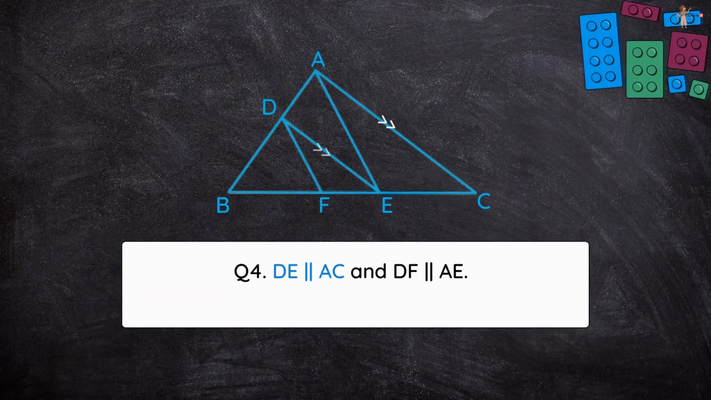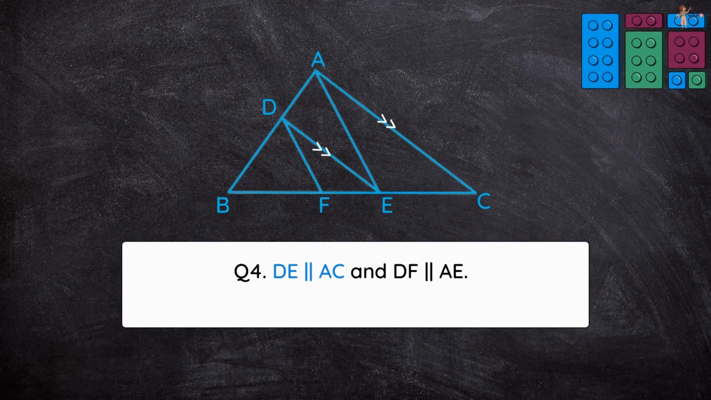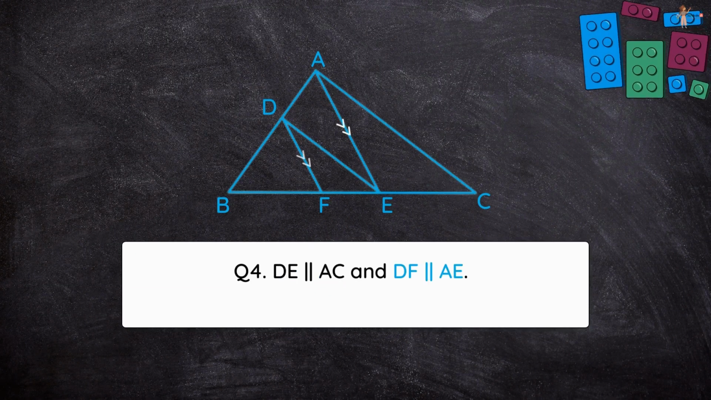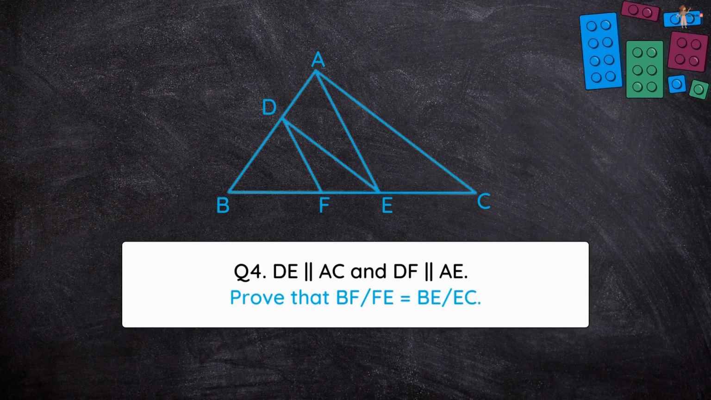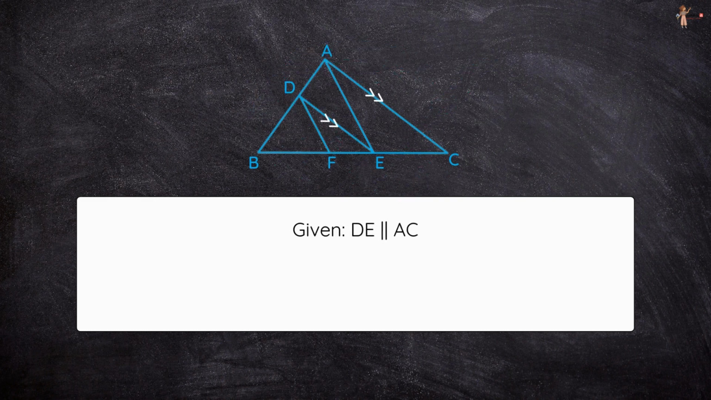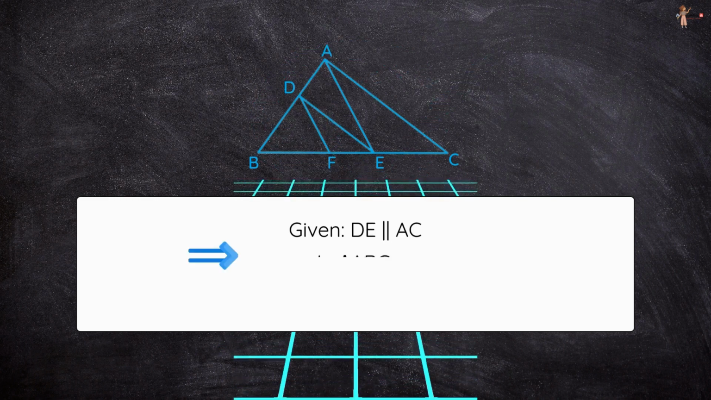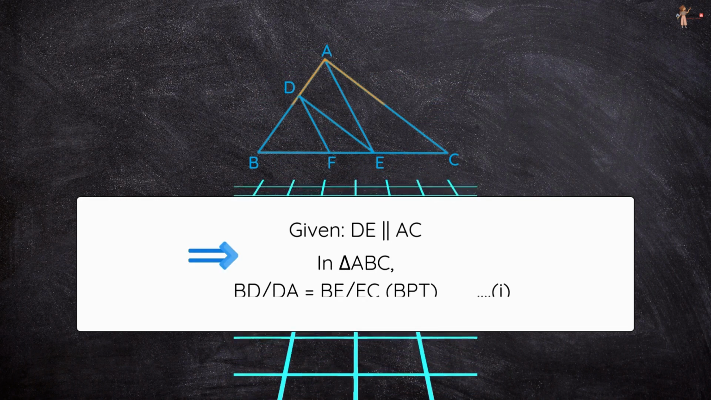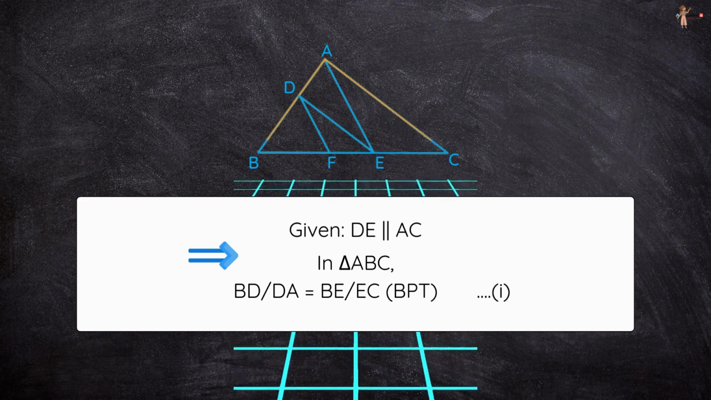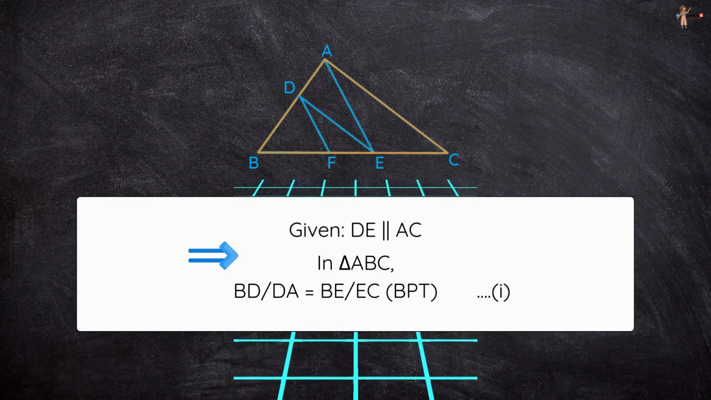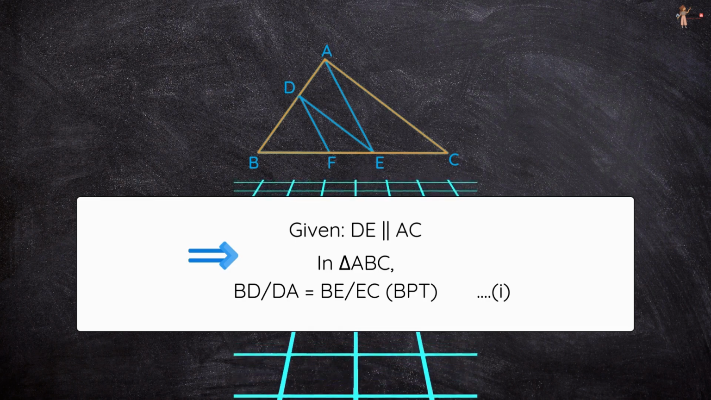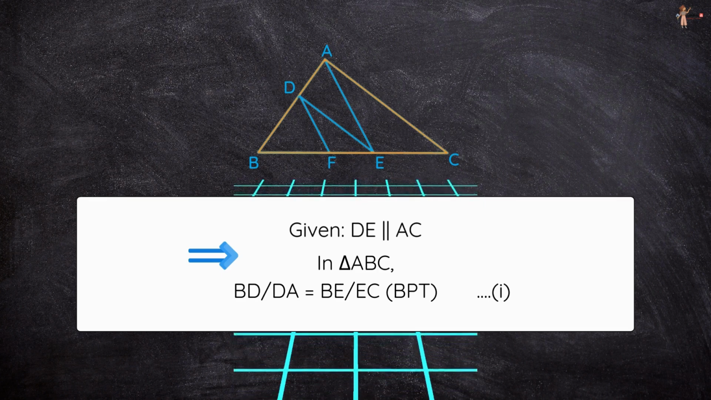Question 4. DE is parallel to AC and DF is parallel to AE. Prove that BF upon FE is equal to BE upon EC. In triangle ABC, since DE is parallel to AC, by using basic proportionality theorem we get BD upon DA is equal to BE upon EC.